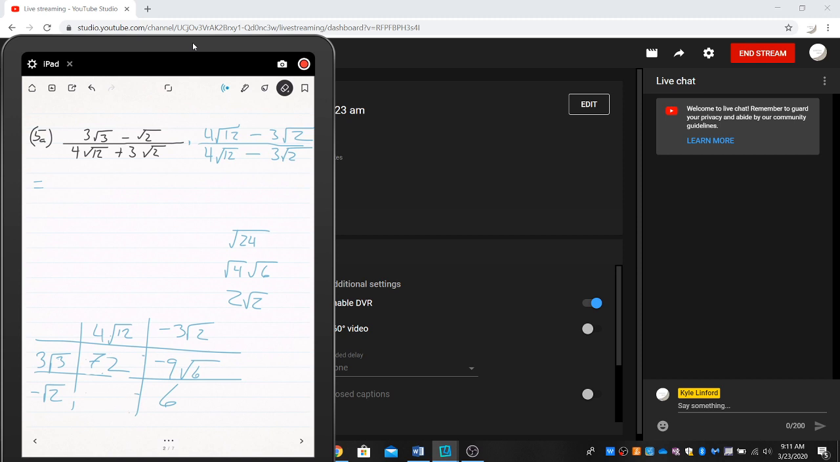So really, this is negative 8 root 6. So we've gone through and we've simplified down our multiplication. Maybe I probably should have simplified the square root of 12 first, but whatever. We're able to do it later on.